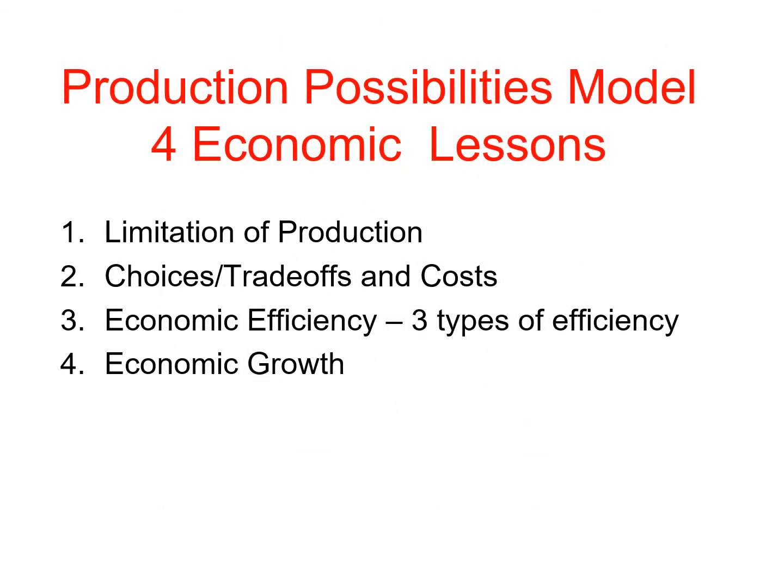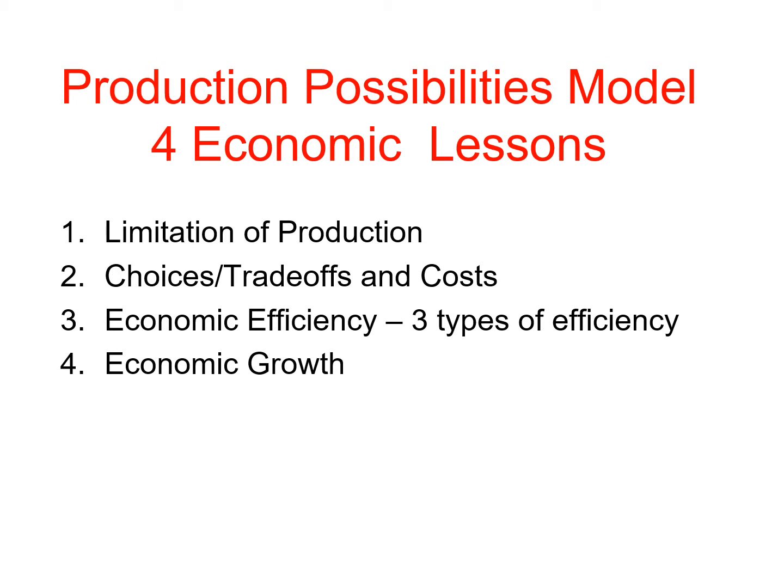Economists identify four important lessons associated with the production possibilities model. The first lesson, limitations of production. Given the burden of scarcity, the fact that economic resources are limited relative to human wants, the model will demonstrate quantitatively and graphically a nation's absolute limitation to economic production for a specific period of time.